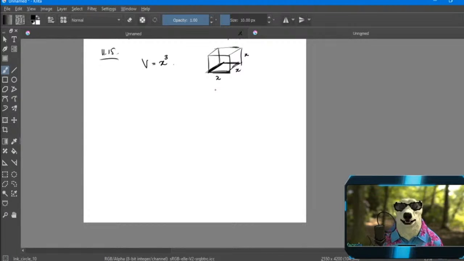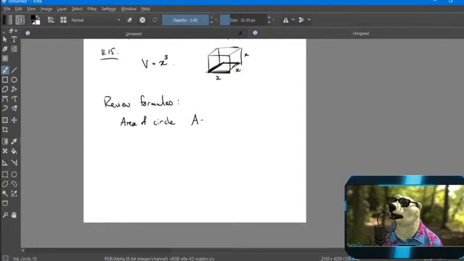So there are some formulas. Let's review them. Review the formulas we need to know. The two-dimensional ones are area of a circle. Area equals pi r squared. The triangle equation from Pythagoras: a squared plus b squared equals c squared.